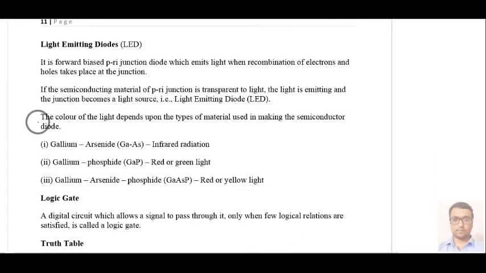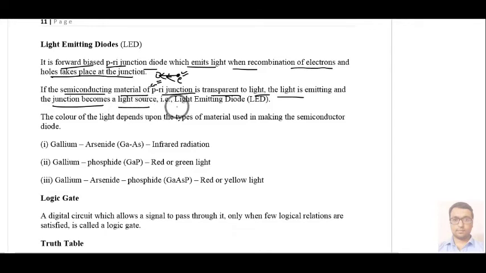A light emitting diode is a forward biased PN junction diode, and it emits light when recombination of electrons and holes takes place. When the electron combines with a hole, light is emitted. Basically the electron jumps from a higher energy state to a lower energy state, so it emits energy in the form of light. If the semiconductor material of the PN junction is transparent to light, the light is emitted and the junction becomes a light source. That is called an LED, or light emitting diode.